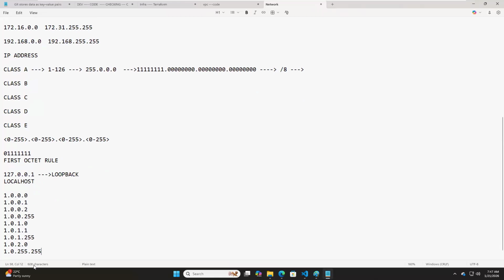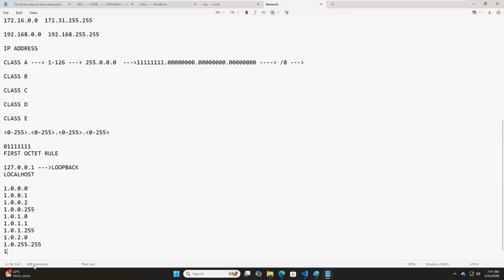1.0.255.255. If you get this number, the next IP address will not be 256. The next IP address will be 1.1.0.0. So after 255, what will happen? It will increment the next octet. So the next octet will be incremented.